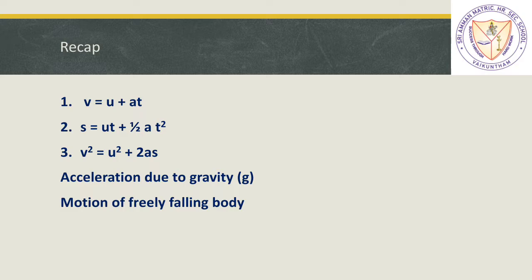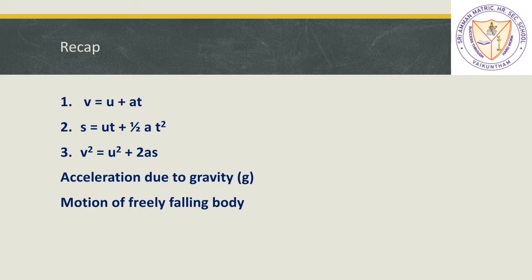After learning the three equations of motion, which actually connects the different concepts of motion, we solved some of the numericals, and after that we learned in the previous lecture regarding the acceleration due to gravity, which is represented by small letter g. On earth it is 9.8 meter per second square, or we can sometimes consider it as 10 meter per second square. So this is the constant acceleration a body or an object gains when it is freely falling from any height.